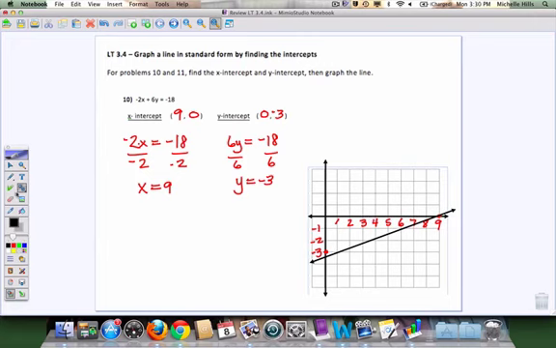That didn't go all as well as I wanted it to, so I'm going to have to reconfigure this just a little bit. Don't forget the arrows at the ends of your lines. That is the line negative 2x plus 6y equals negative 18.